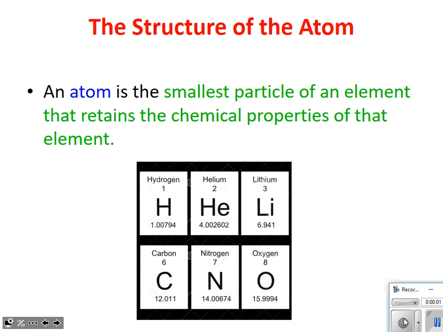Now, as we talk about the structure of an atom, you're probably going to want to take out your periodic table because we're going to refer back to it. It'd be nice to have one of those handy. The structure of an atom. We stated earlier that an atom is the smallest particle of an element that retains the chemical properties of that particular element.